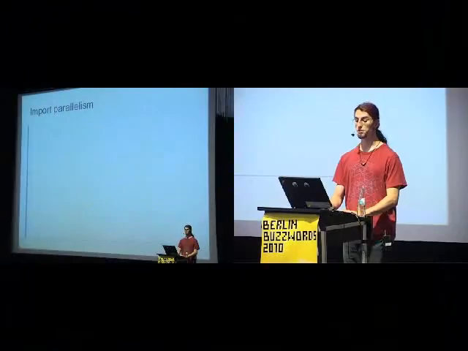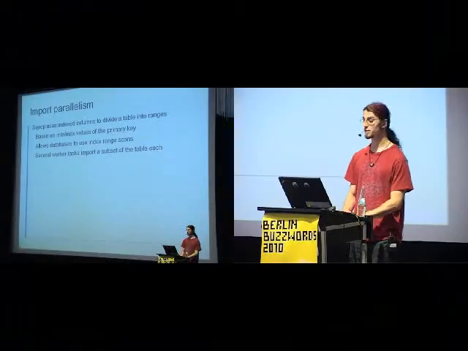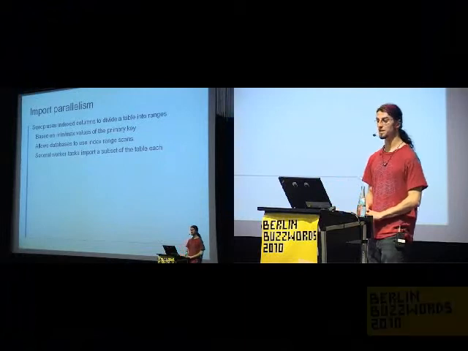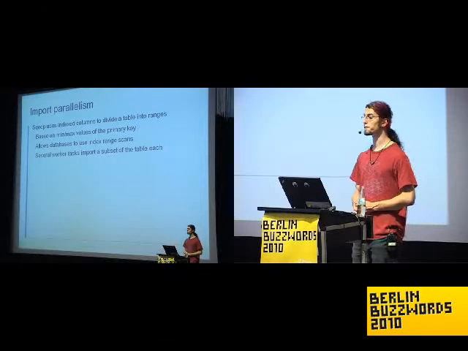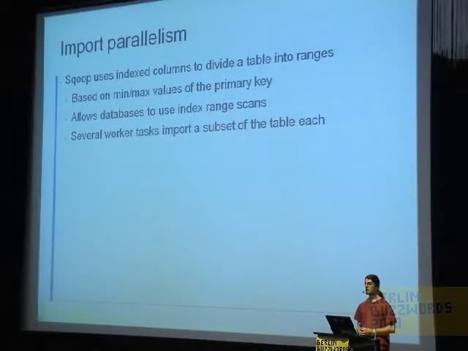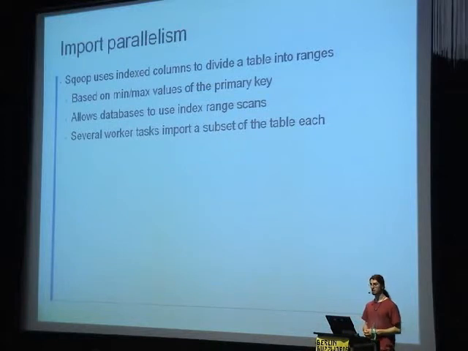Parallelism in the import process is controlled by indexed columns in the database. Sqoop will, by default, use four processes in parallel in order to read from the database. We found that this tends to give better performance than just using a single process, but doesn't actually overwhelm the database's pathway by having 100 clients or more try to connect to it at the same time.